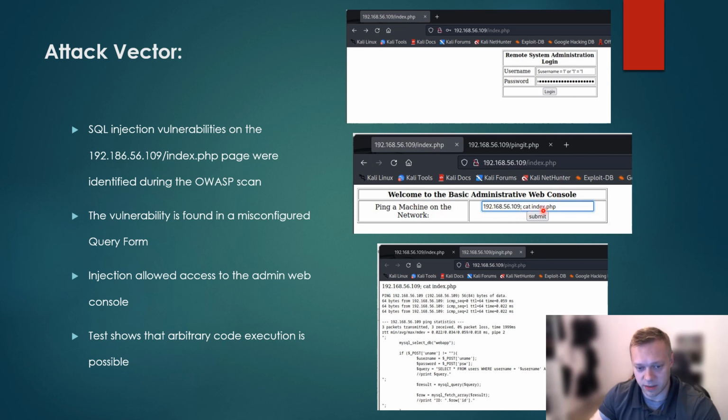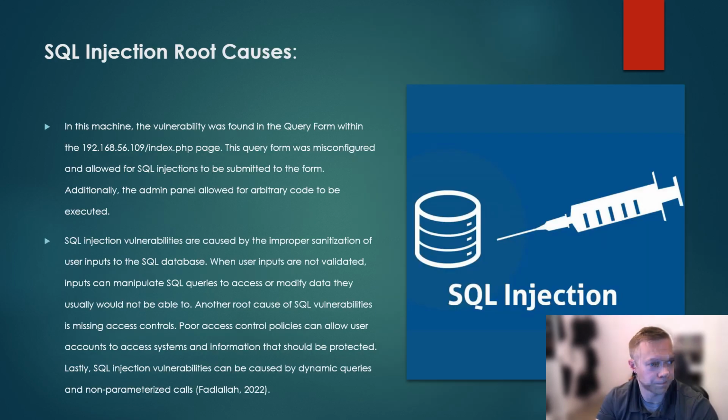So here we did a cat index.php and basically pinged the machine. What we got back was these results, which showed us that arbitrary code is possible. We are able to enter commands here, like a command line, and get back some results. So we can further explore that as a vulnerability to see if that will lead to further privilege escalation and access to the system. But that's the attack vector that we are focusing on based on our hypothesis.